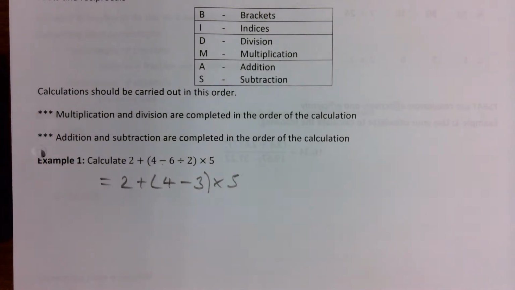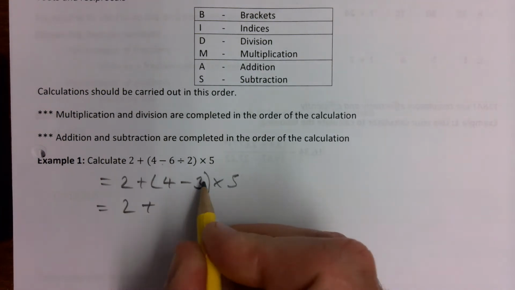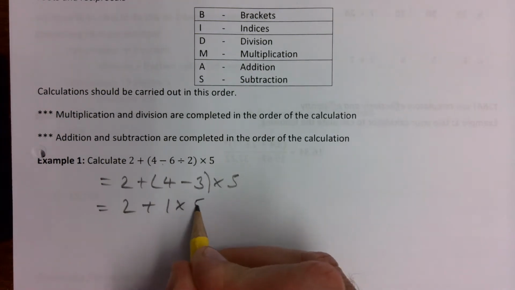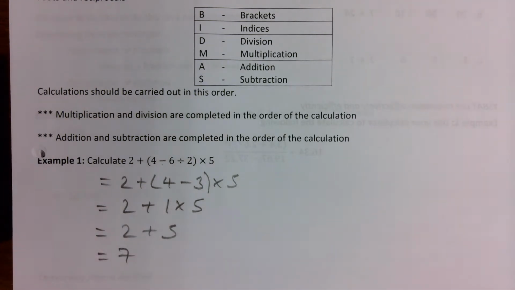What comes next? It's of course going to be the brackets. 2 plus 4 take away 3 is 1 times 5. Next, what do we do? The multiplication. So it's 2 plus 5, and the answer to that then is going to be 7.